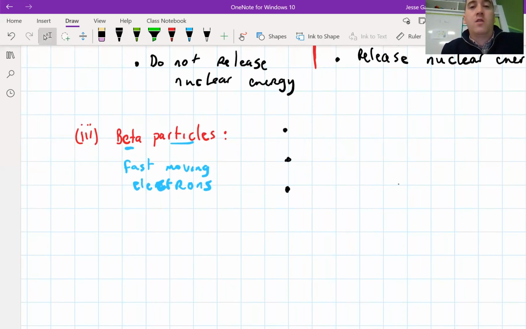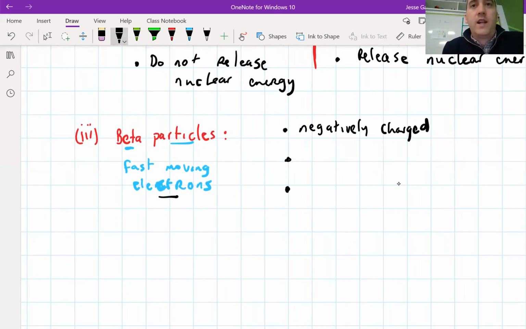Okay, so hopefully you have done that now. Okay, so what do we know about them? Well, they are electrons. So what charge would they have? If you didn't get this already, pause the video and write it down. Okay, so they have a negative charge. That's one of the properties of a beta particle, negatively charged.